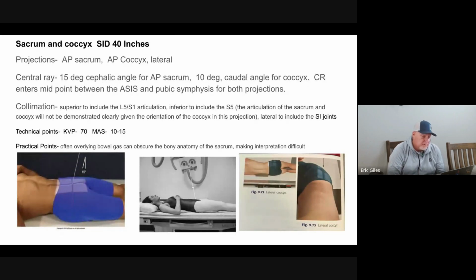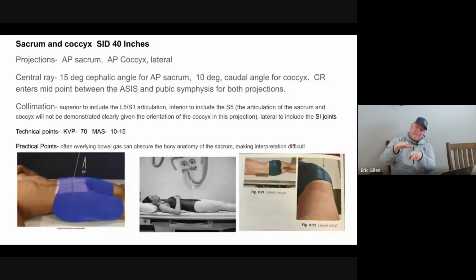The central ray enters the midpoint between the ASIS and the pubic symphysis. We've learned that the ASIS is the point of the hips. The iliac crest comes down like this into a point, and that's the ASIS, the anterior superior iliac spine, and then it comes around to the pubic symphysis down here. So the central ray is in between the ASIS and the pubic symphysis.